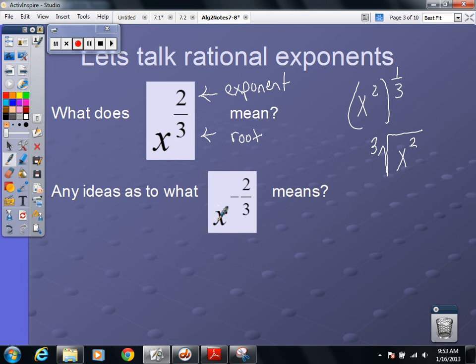I can break this x to the negative 2/3 down even further, okay? First of all, the answer is going to be the reciprocal of this, so it's going to be 1 over the cube root of x squared. I know this because they should be reciprocals because one is positive, one is negative, and they have the same base. But let's talk about how we get there.